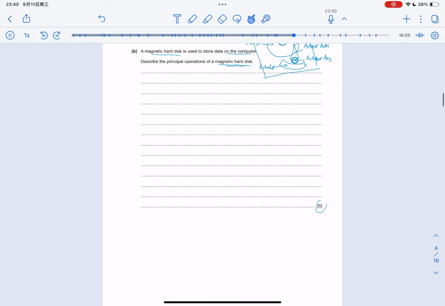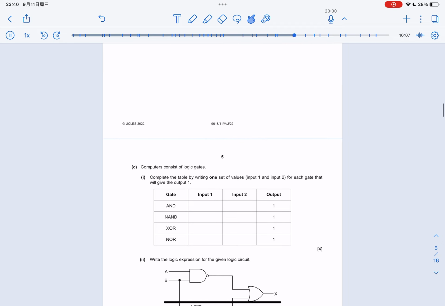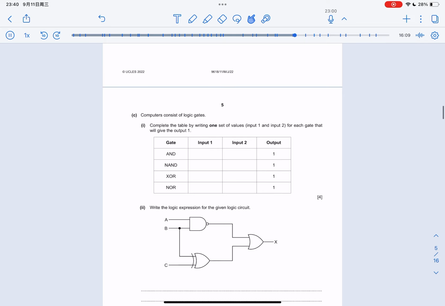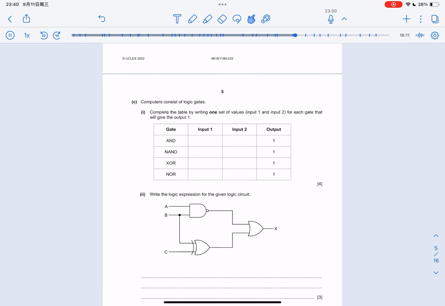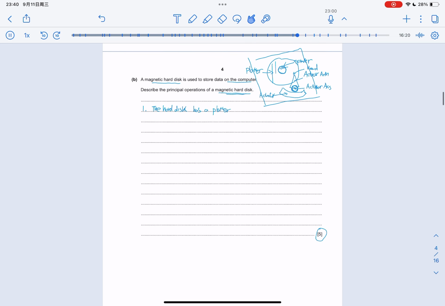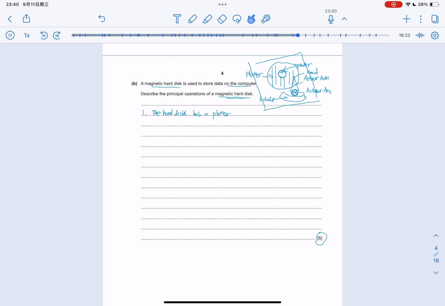Okay, next is 5 marks. Then we can write the first one. The hard disk has a platter. This one is the platter. Okay, for a second. So we can see each surface of the platter is capable to be magnetized. That's why it can store the data on it. So we can write this down.